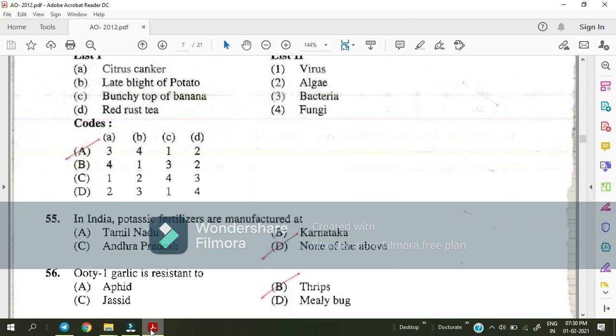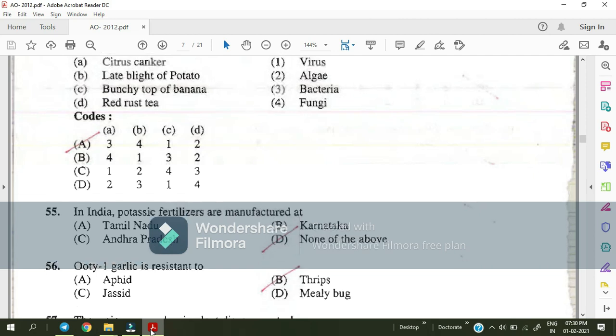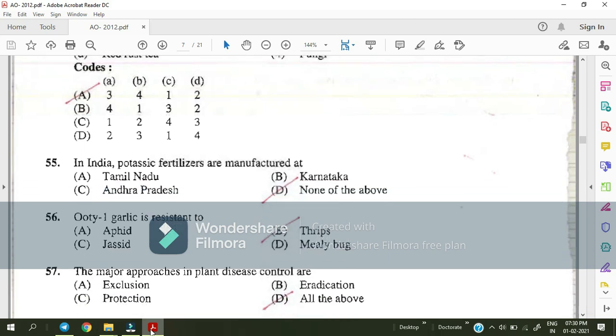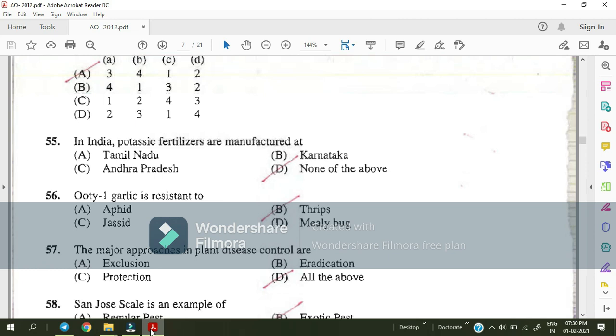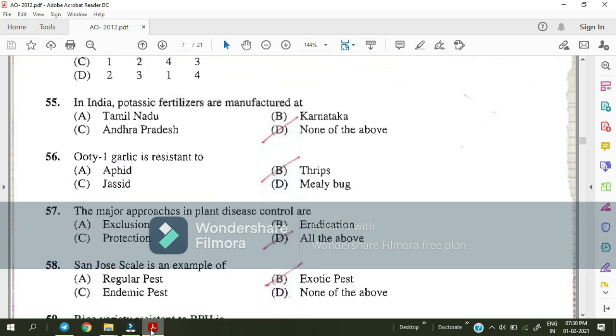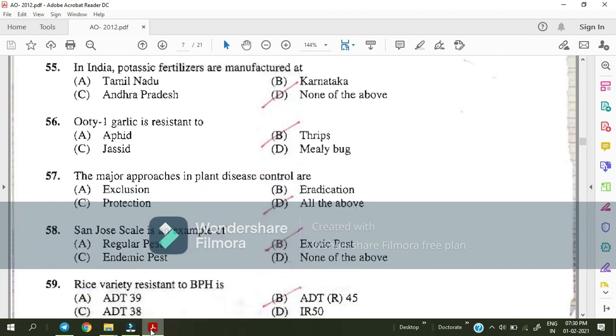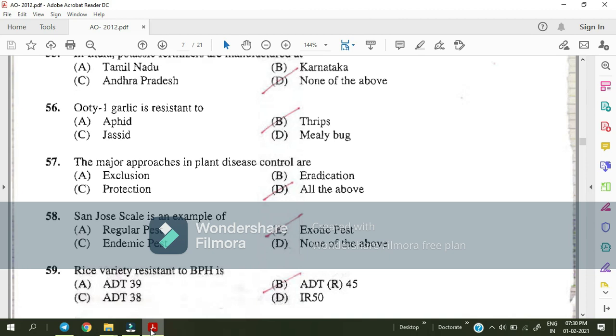55th question. In India potassium fertilizers are manufactured at none of the above, because potassium fertilizer we import from Canada. 56th question. Garlic resistant to thrips. 57th question. The major approaches in plant disease control are exclusion, eradication and protection. 58th question. San Jose scale, important pest of apple, is an exotic pest.